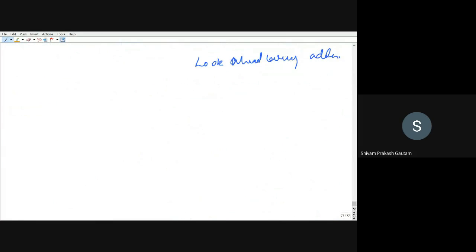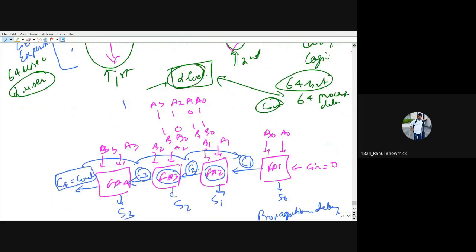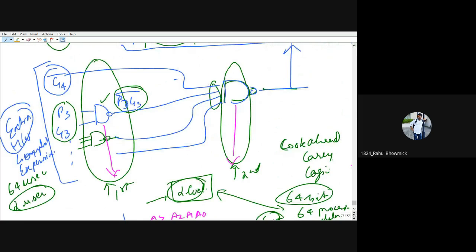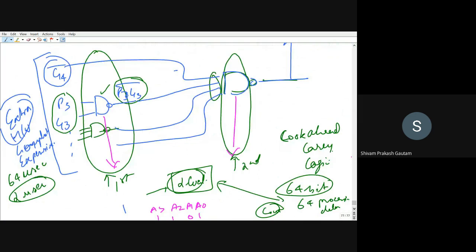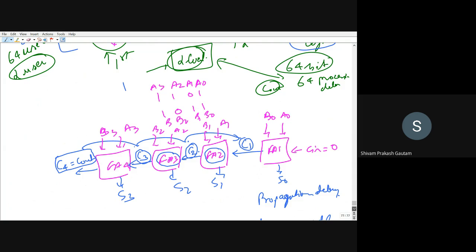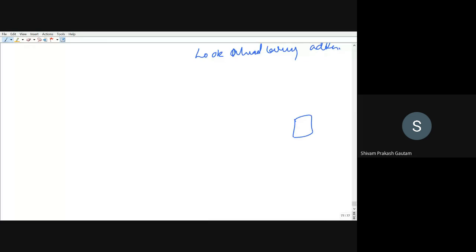Sir, if the number of bits is increased, will the delay be more or less? For example, now we have used 4 bits. If I increase it to 12 or 16, will the delay be more or less? In which case, the parallel adder or the carry look ahead? Parallel, yes, obviously the delay will be more. For a 12-bit or 16-bit number, 16 full adders have to be implemented, and the carry out of each stage has to be propagated.